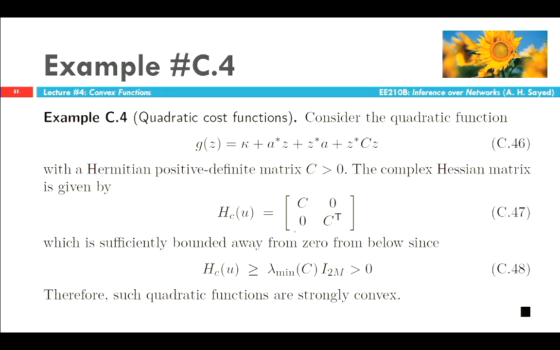C transpose, right? It's 2m. Okay. So it's lower bounded from below by lambda min of C. In the real case, it was 2 lambda min of C. Okay. So this is strongly convex, right?